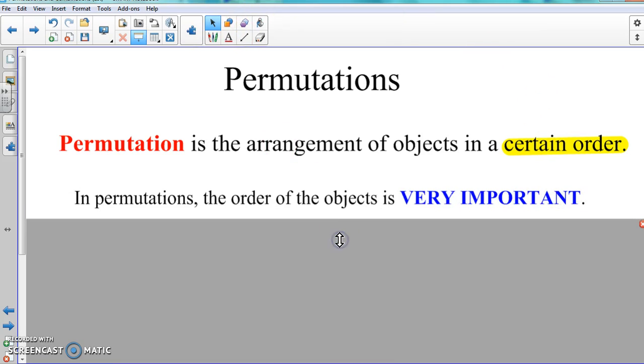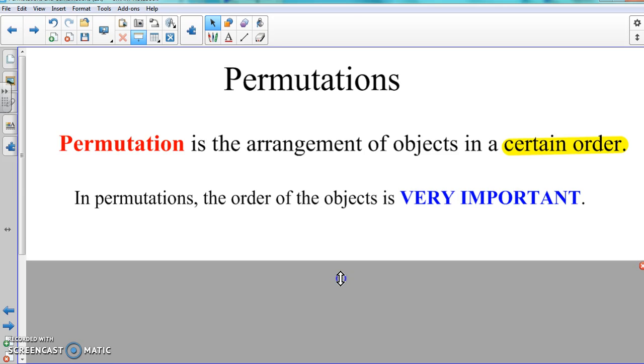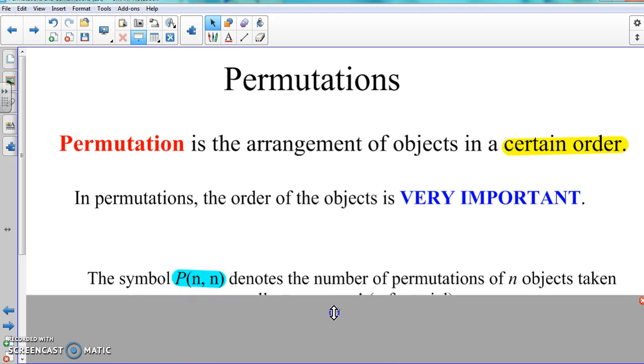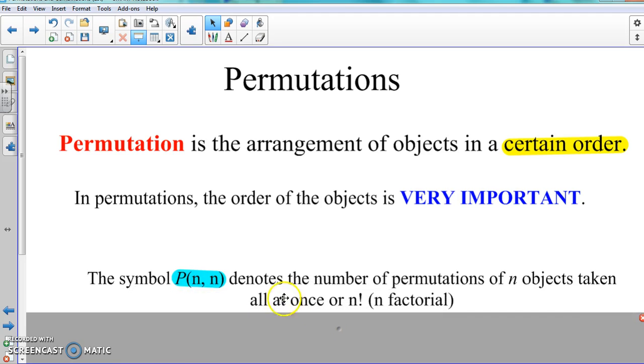Now within permutations, the order of an object is very, very vital, very, very important. So you must know or understand that that's what's going on. So here, a couple of ways that you'll see it. The first way is here, the symbol P(n, n). That denotes the number of permutations of n objects taken all at once, or n factorial.